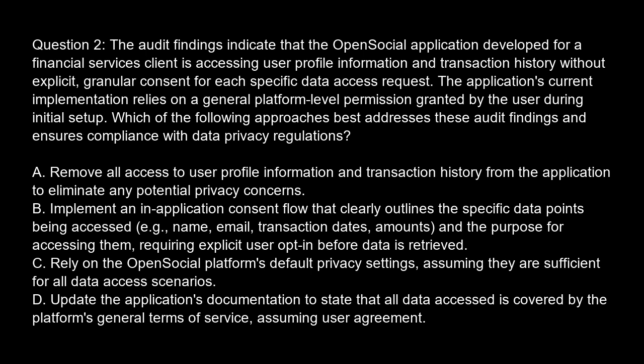Option A. Remove all access to user profile information and transaction history from the application to eliminate any potential privacy concerns. Option B. Implement an application consent flow that clearly outlines the specific data points being accessed, e.g., name, email, transaction dates, amounts, and the purpose for accessing them, requiring explicit user opt-in before data is retrieved. Option C. Rely on the OpenSocial platform's default privacy settings, assuming they are sufficient for all data access scenarios. Option D. Update the application's documentation to state that all data accessed is covered by the platform's general terms of service, assuming user agreement.